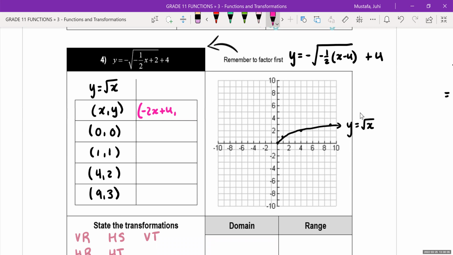Anyone want to tell me what the y would be? Sarah? -y plus 4. Good. How did we get that? Well, we have a negative sign here. We multiply that to our y, and then we have a +4 here. We just add that to our y at the end. And then for the x, you just look at inside of the square root sign.